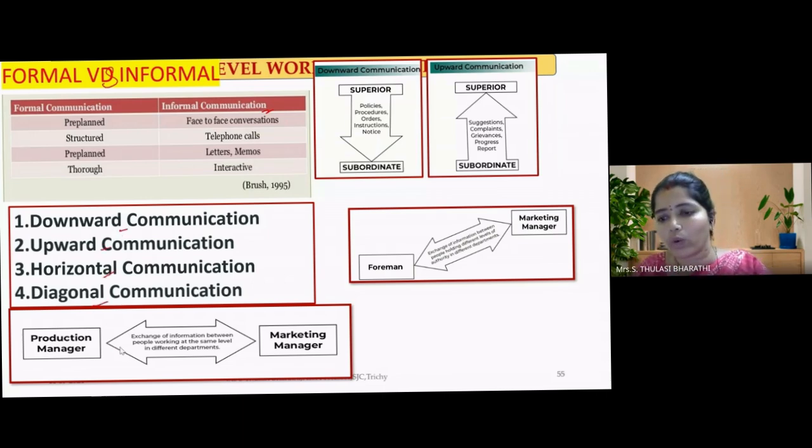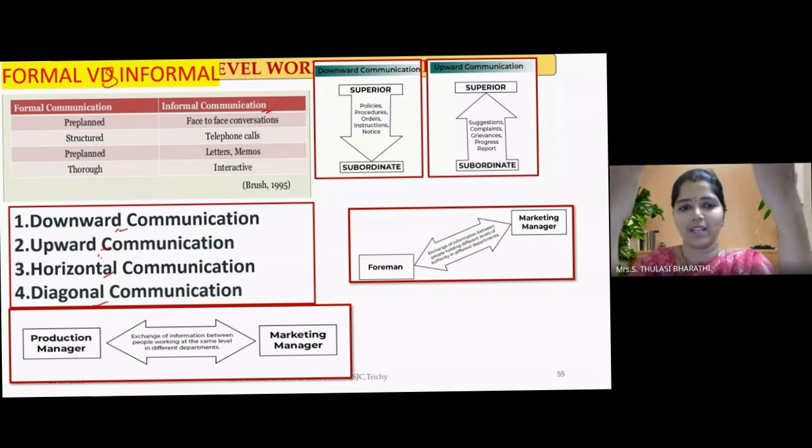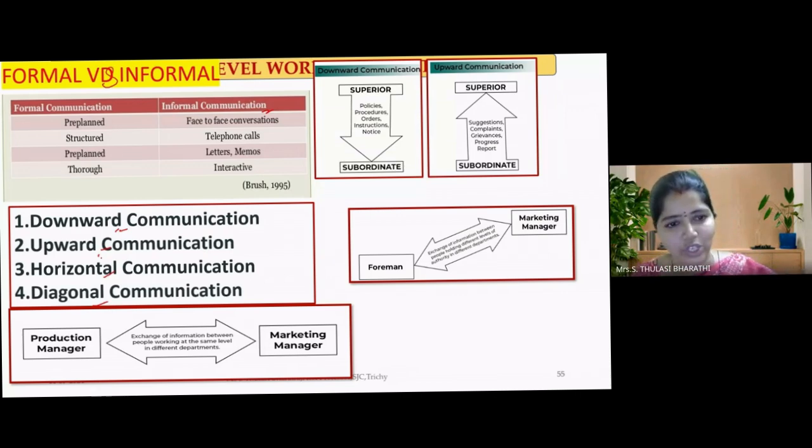What do you mean by downward communication? Downward means what? The superior will give instructions to the juniors. Downward communication. Upward: I want to take leave today, can you please grant me the leave? I will ask my superior. Upward communication. Horizontal: our friends will talk to each other.